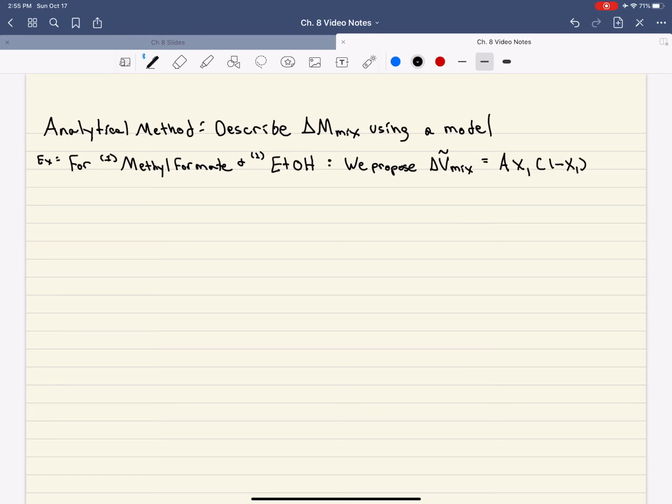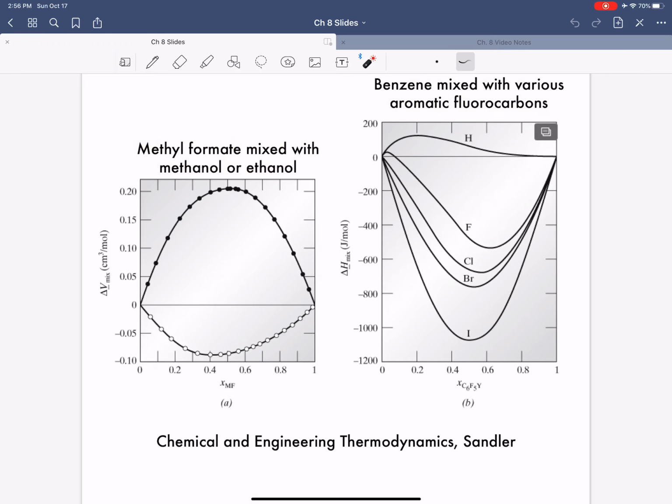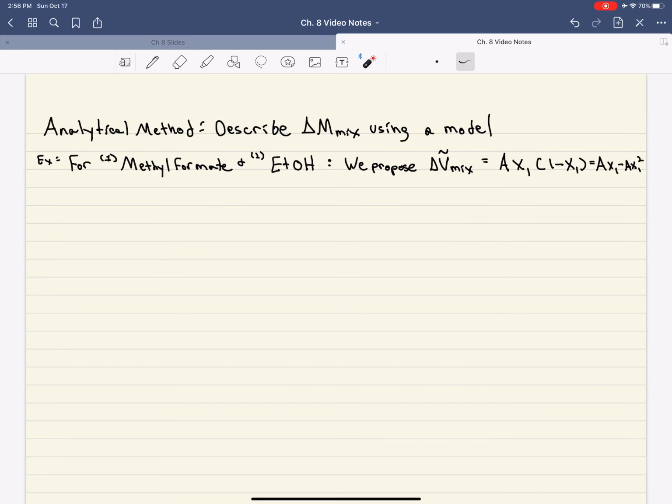And so that we would have some sort of A x1 minus A x1 squared equation, okay? And so that's why our parabola is upside down, okay, because we have a minus x1 squared here. Okay, so we're going to propose that the delta V mix, to describe this upside down parabola, follows this model, okay?